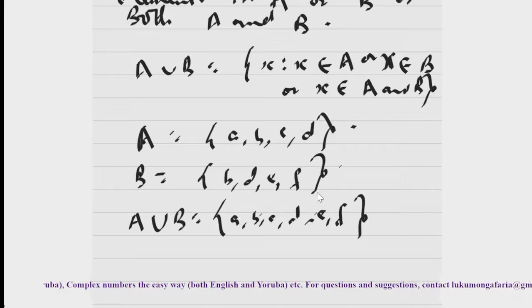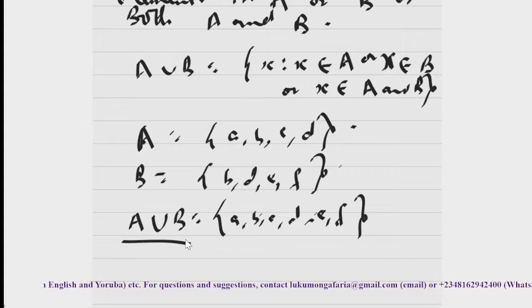You understand now? So when you have this type of set, we call it the union of a set. That is, elements in A or B or both. So elements in A or B or both.